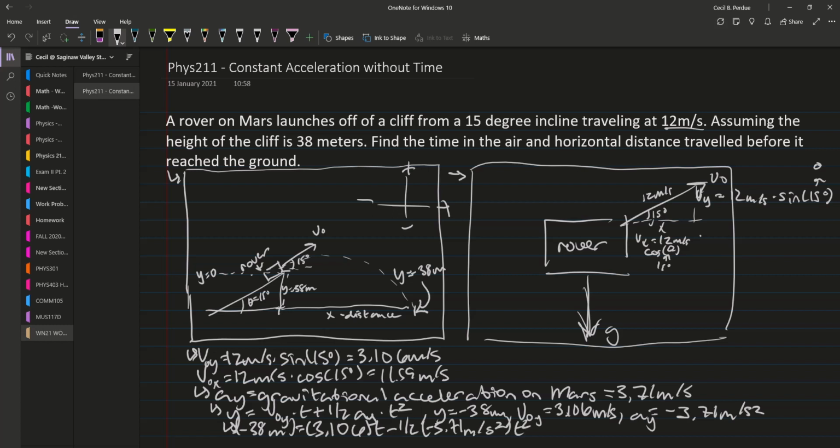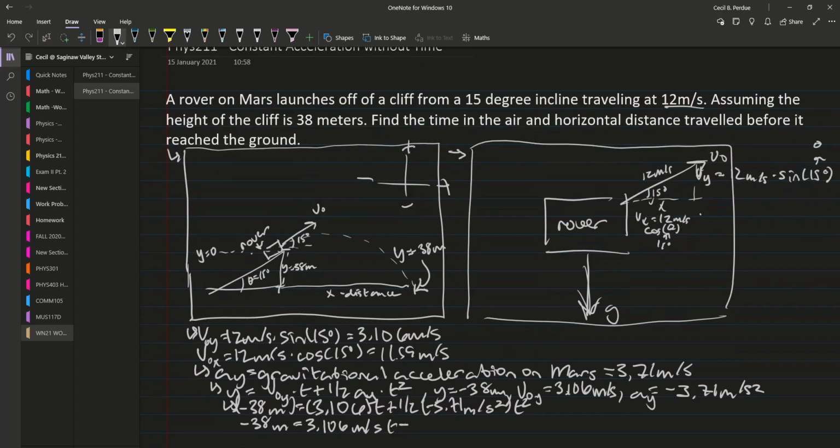So now I'm going to want to simplify. I also meant to say plus. So now I'm going to want to simplify, and if I simplify, then I'm going to have just negative 38 meters is equal to 3.106 meters per second t minus 1.855 meters per second squared t squared.